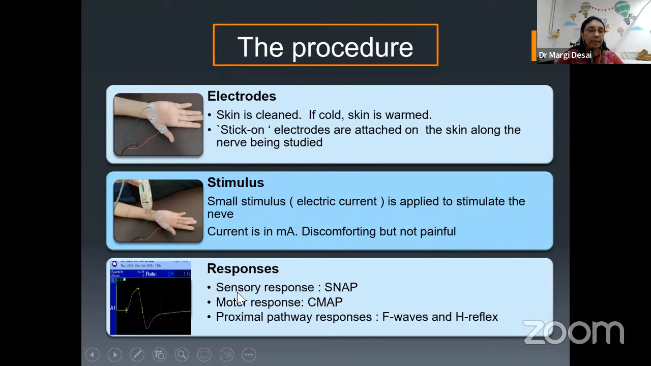So when we do sensory conduction, the response is called sensory response or the SNAP. And in motor conduction, the response is known as CMAP. The proximal pathway responses are the F waves and the H reflex, which I showed you in the neuraxis diagram.